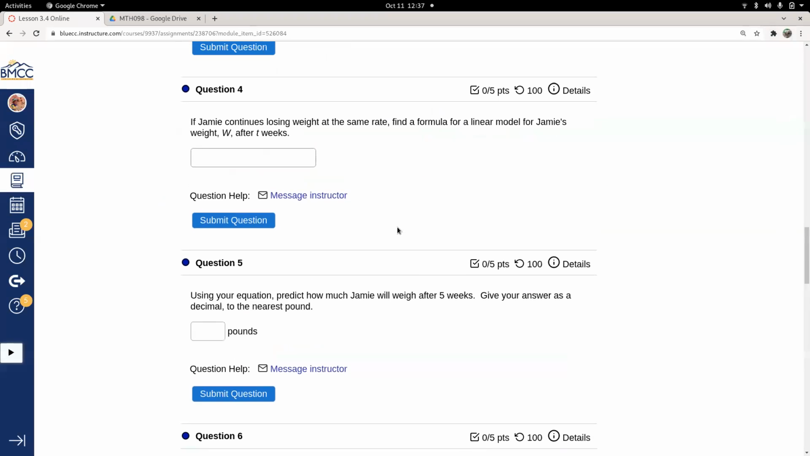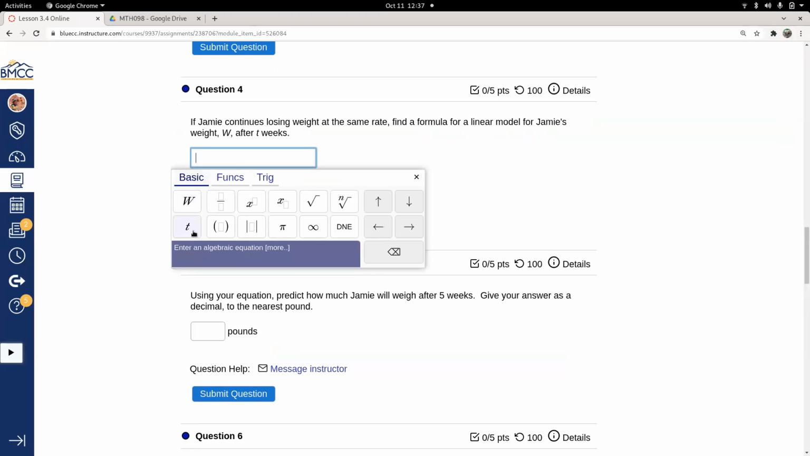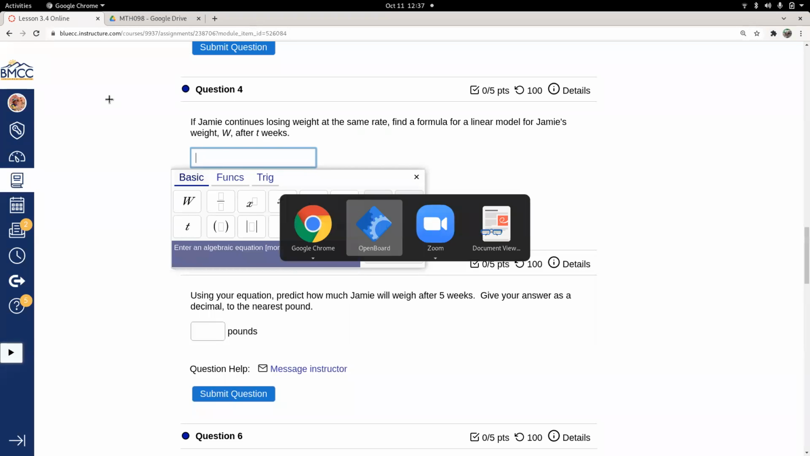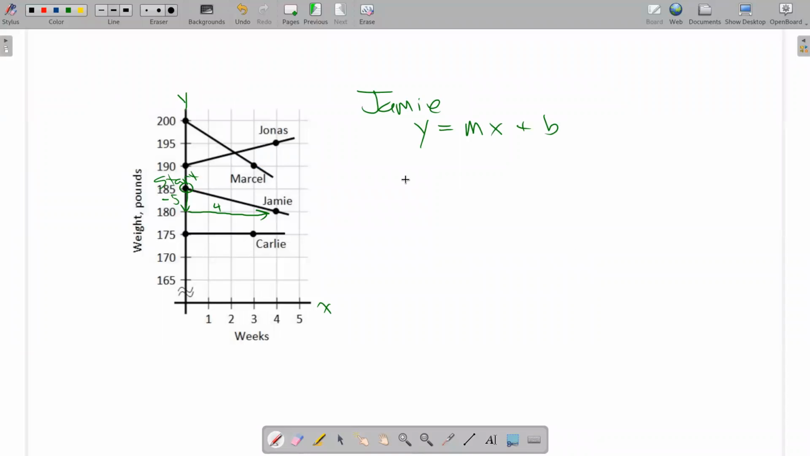Problem said to use W and T. And when we click on the box here, it's going to remind us what our variables are. So T is weeks, W is weight in pounds. And I always like to write that down in my problems too. So we're going to use W equals the slope times T plus B. And W is our weight in pounds, and T is the number of weeks in this weight loss program. So that's kind of already written out for me. Sometimes I like to write it explicitly.